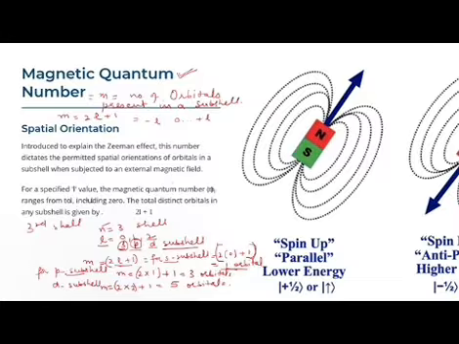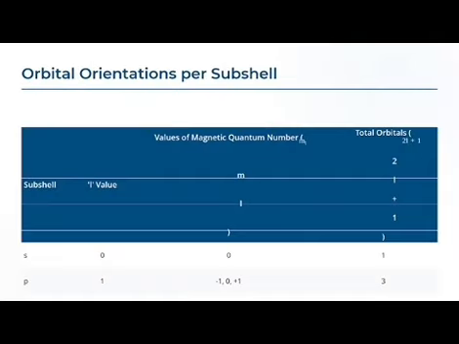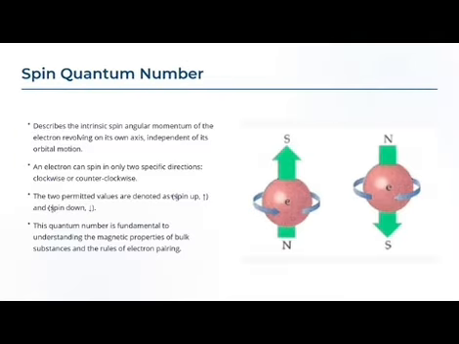Now next we will proceed toward the fourth quantum number, that is the spin quantum number. This is the fourth quantum number, the spin quantum number. It is denoted by s. Now, what are its features? It describes the intrinsic spin angular momentum of the electron revolving on its own axis, independent of its orbital motion. An electron can spin in only two specific directions. This we have to remember.